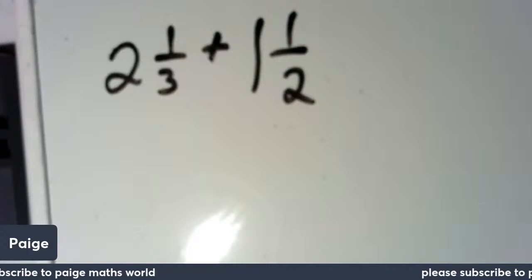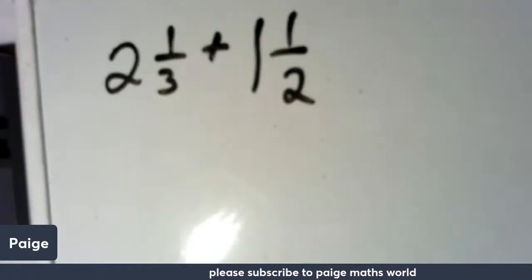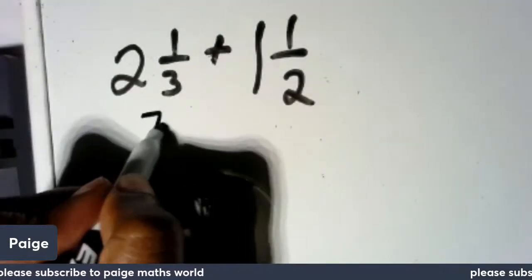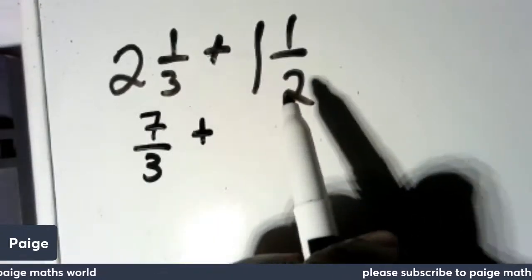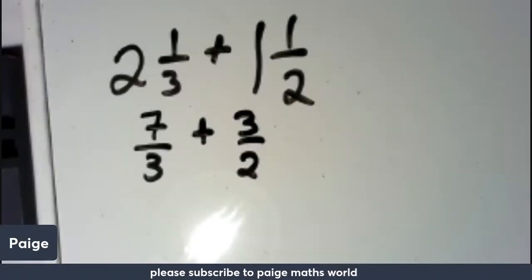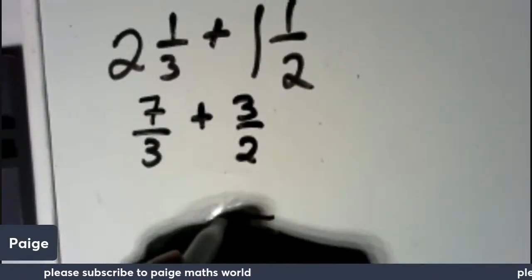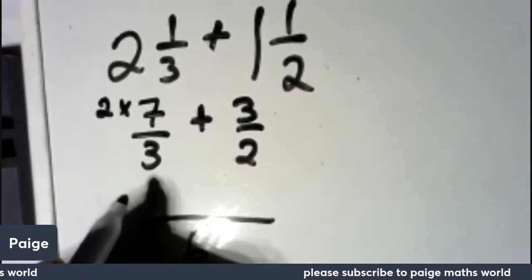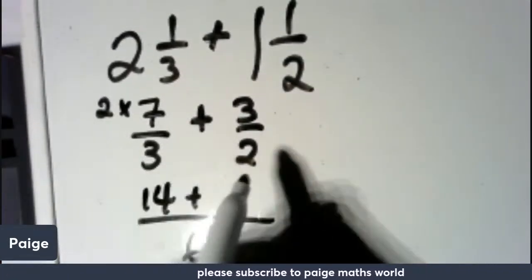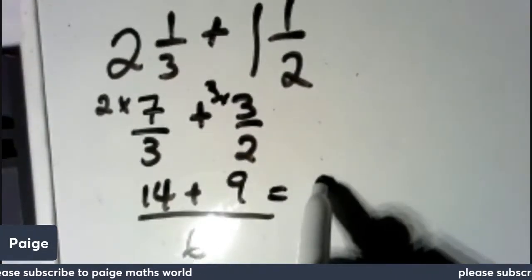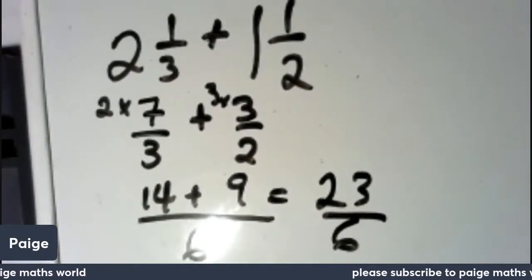All right, so remember we have to turn these mixed fractions into improper fractions, so let us do that. 3 times 2 is 6 plus 1, 7 over 3. 2 times 1 is 2, plus 1, 3, so 3 over 2. And then we're going to find the LCM, which is 6. 3 into 6 goes 2 times. 2 times 7 is 14, plus 2 into 6 goes 3. 3 times 3 is 9. And so that's 23 over 6.